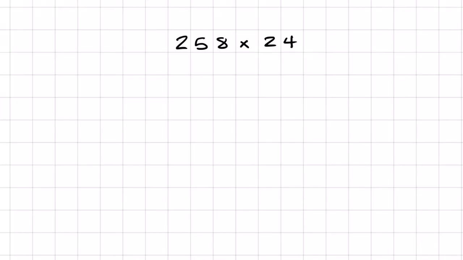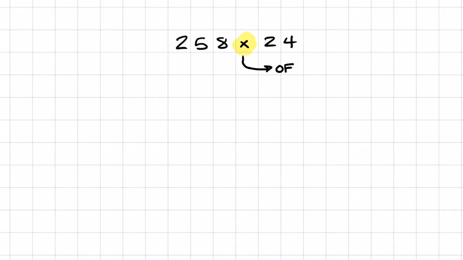Let's take a look at multiplication of whole numbers with our lesson today. We'll begin with the expression 258 times 24. As we've talked about in the past, we want to really see this multiplication sign as the word "of." It's asking for 258 groups of 24. How much would that be?